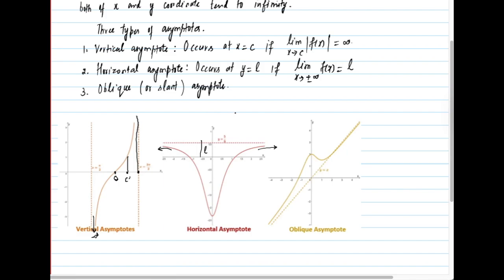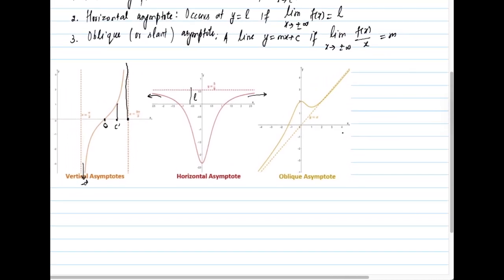Now in the third step, when we define the oblique asymptote, we describe it in this way. This is a line y equal to mx plus c if the limit as x tends to plus infinity or minus infinity of f of x divided by x becomes equal to m, which is the slope of the line y equal to mx plus c.